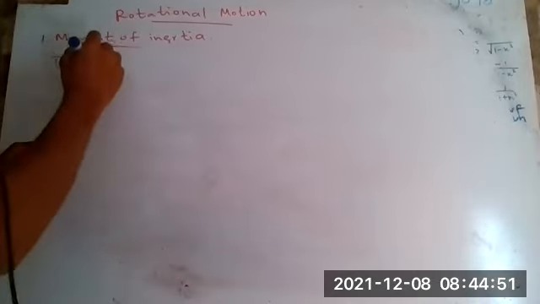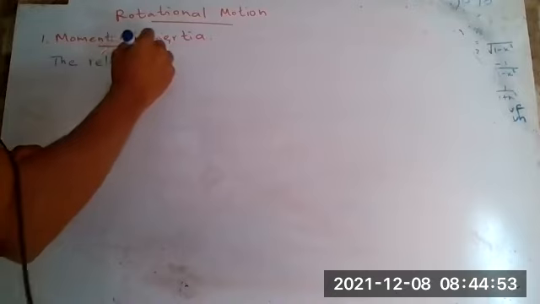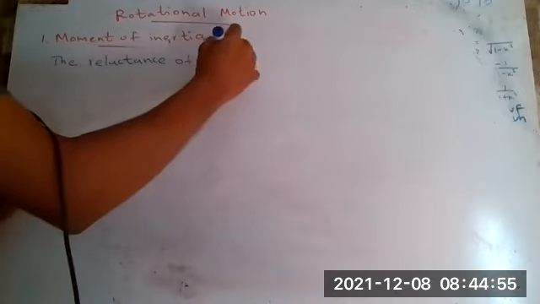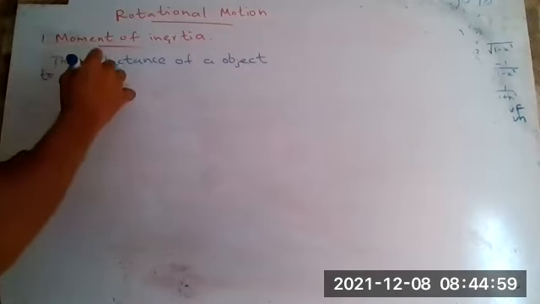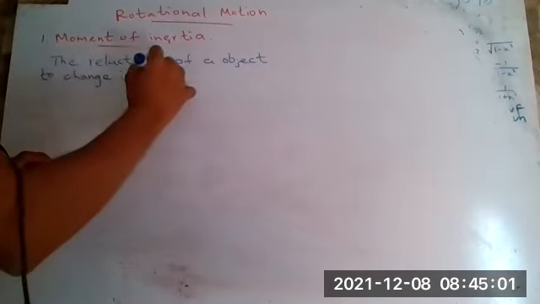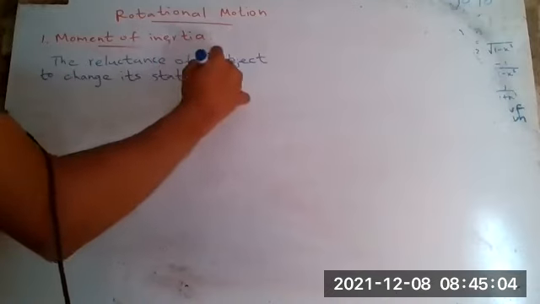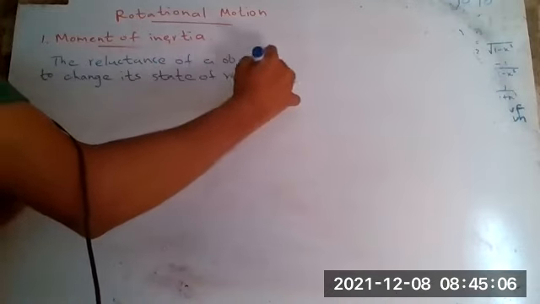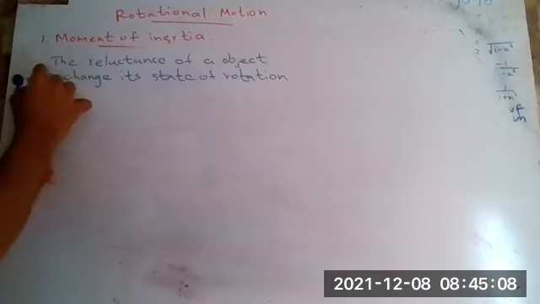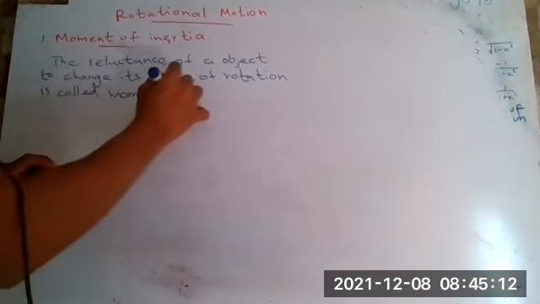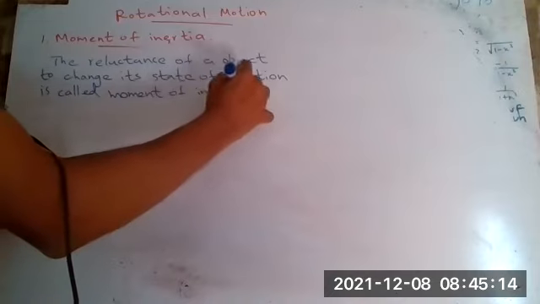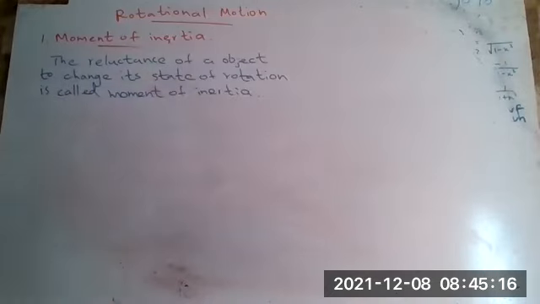Right? I will write it for you. The reluctance of an object to change its state of rotation is called moment of inertia.